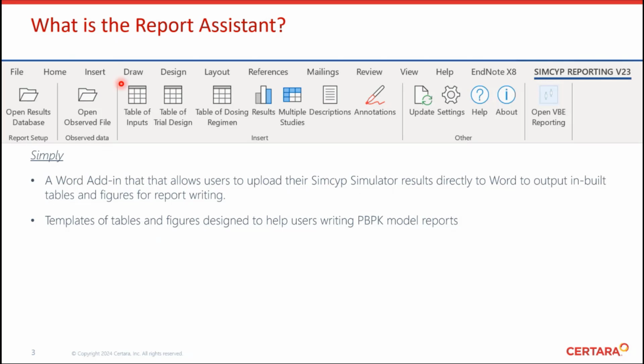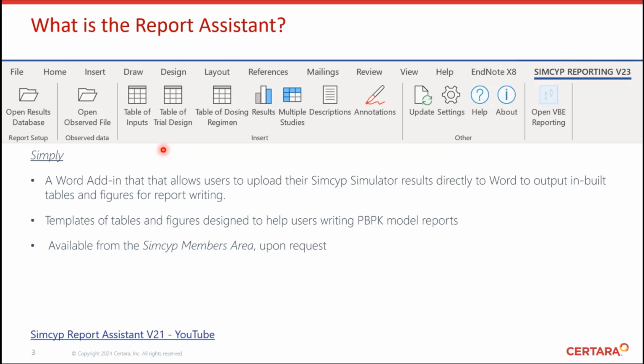What we have here in this insert are a bunch of templates that we've designed in order to help users write PBPK model reports. It's available from the Simcyp members area upon request. So if you've not used it before and you'd like to use it, just send a request to Simcyp support and you should be able to get a download file. I'll also mention that there is another demo of the Simcyp Report Assistant from version 21. It may be a little outdated now, but it's very good if you're brand new to it and you just want to learn how to use it.